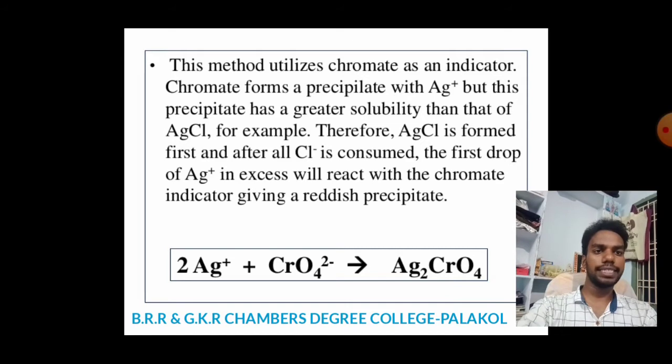So first AgCl precipitate is formed. After all Cl minus ions are consumed, AgCl is completely formed, right? So all chloride ions have reacted. Now the first drop of Ag plus ions in excess will react with the chromate, forming a reddish precipitate. That reddish precipitate indicates silver chromate, right?